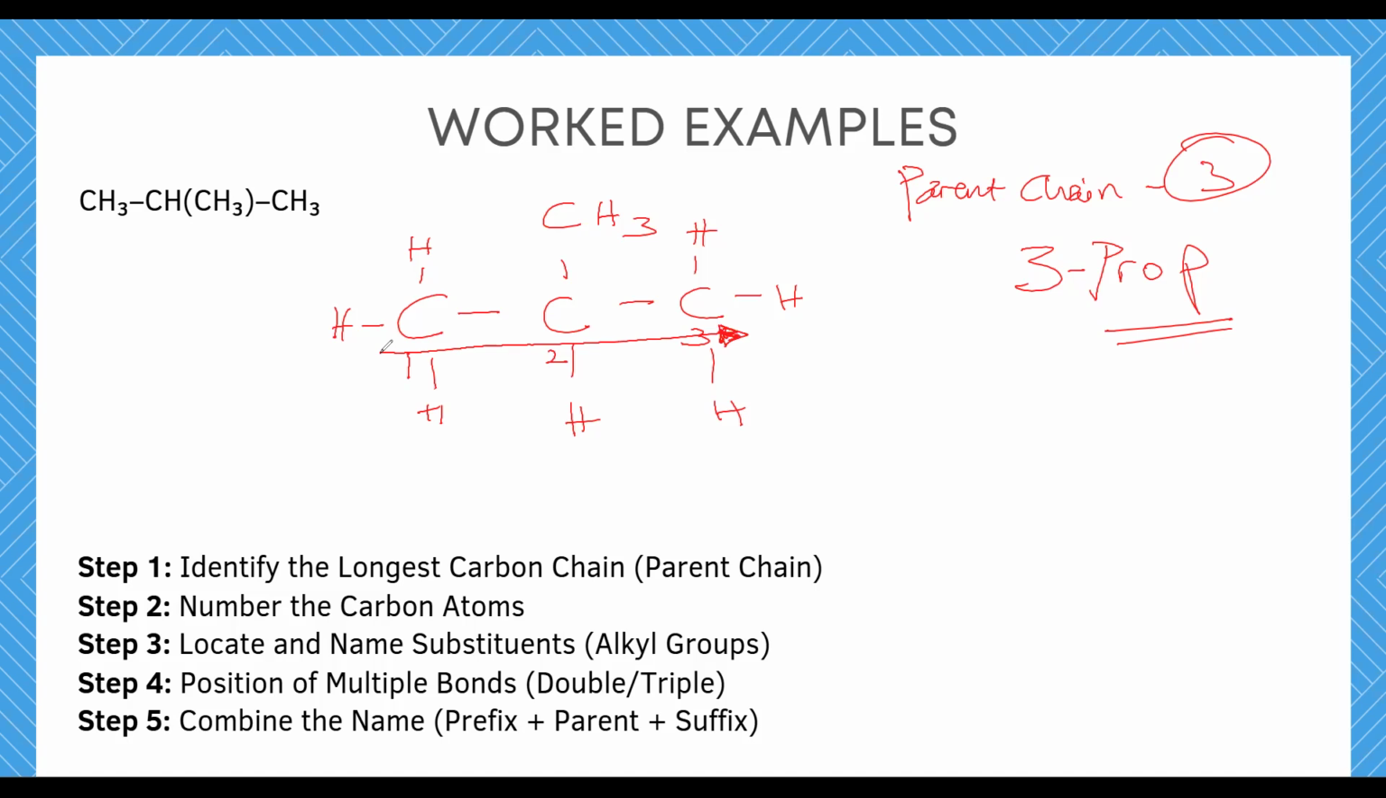We've counted our parent chain to have three carbon atoms. And we said when there are three carbon atoms, we use the root name prop, right? And I told you that anything that is not part of the parent chain becomes a branch automatically. Do you remember that? So is there any branch in this compound now? Look and tell me.